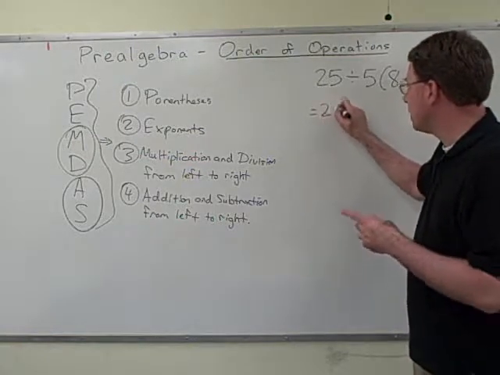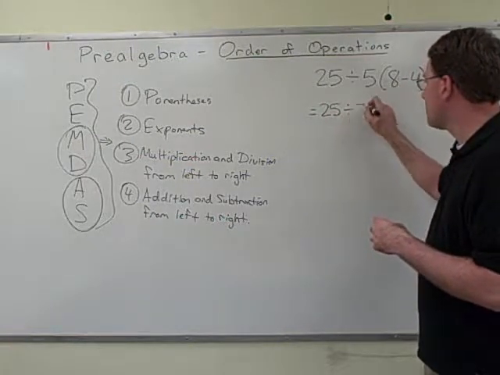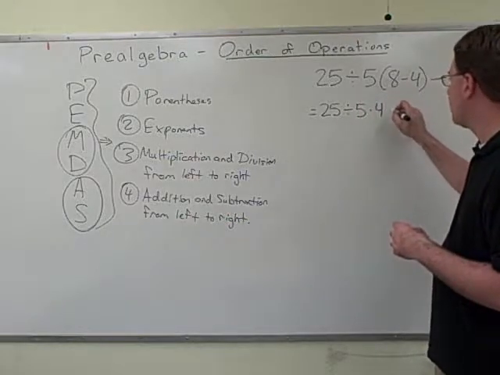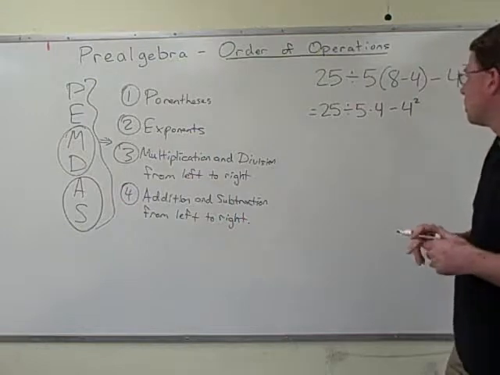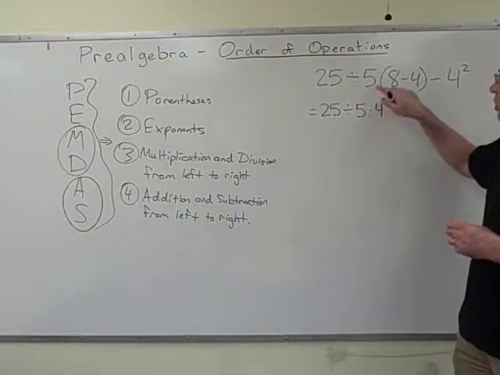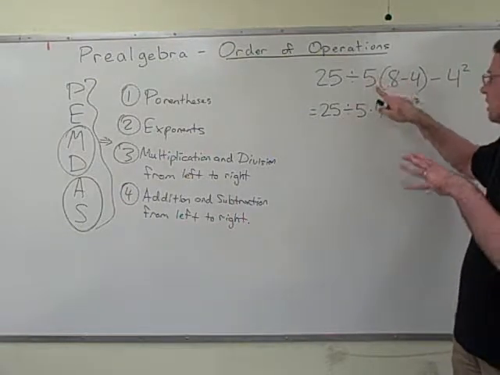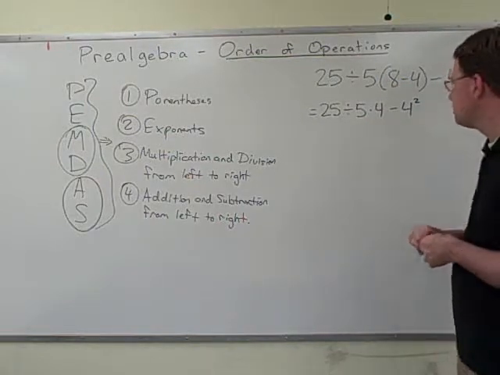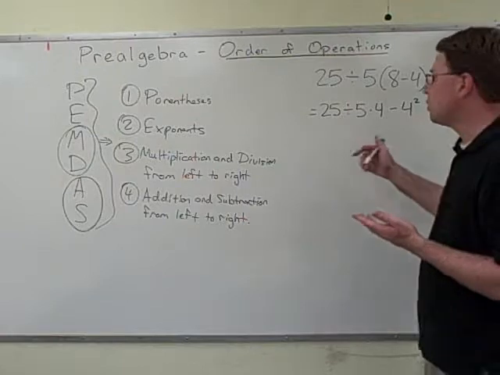That's going to give us 4, and everything else we just copy down the same: divided by 5, and this is times 4 now, minus 4 squared. It's times 4 because even though we didn't write a times here, there still is a times there, it's implied. Okay. So what's the next step?